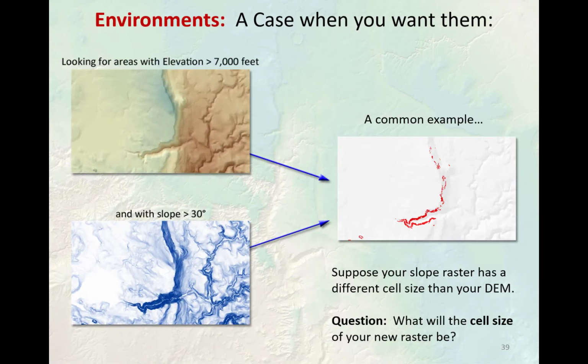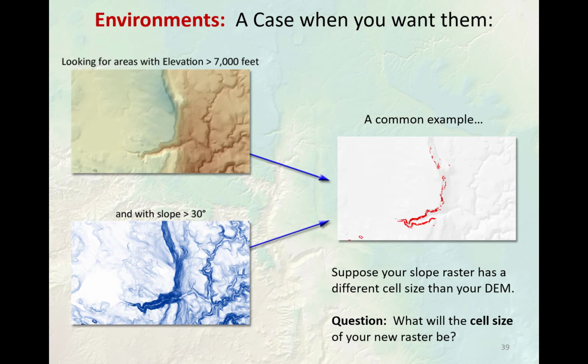Here's a scenario that's closely related to the snap raster. Suppose I want to do an analysis that involves more than one raster dataset, and it's going to produce a new raster dataset as an output. Maybe I want to do this example. I'm looking for areas that are greater than 7,000 feet and greater than 30 degrees slope. There's tools that will give me a new raster that shows me those regions that meet both criteria. A really useful tool. No real issue with the tool itself.